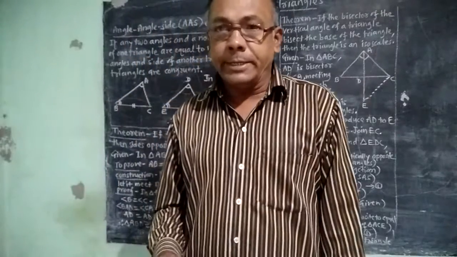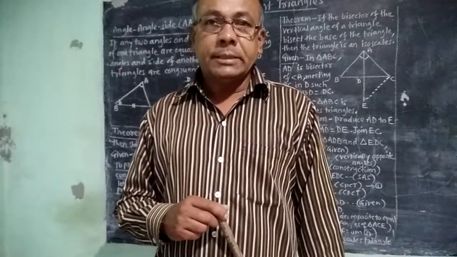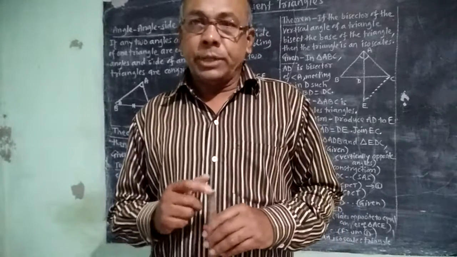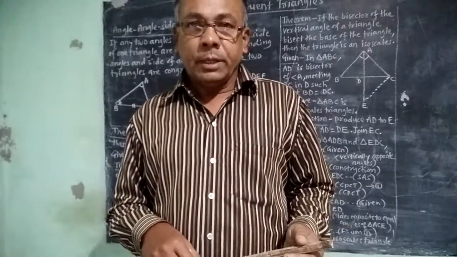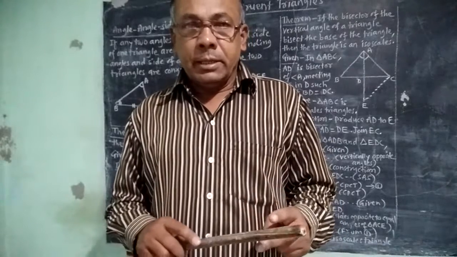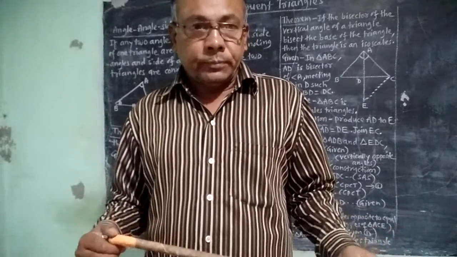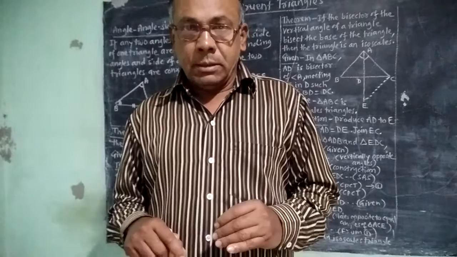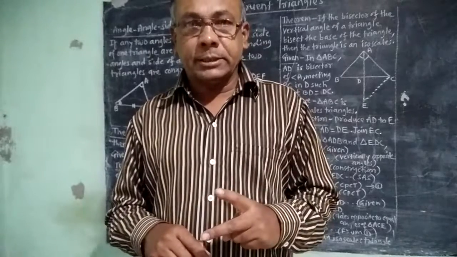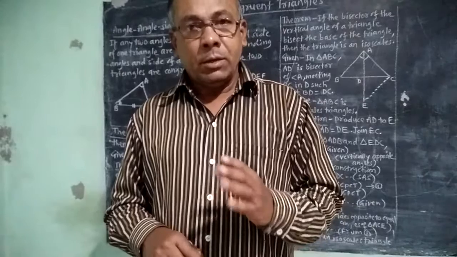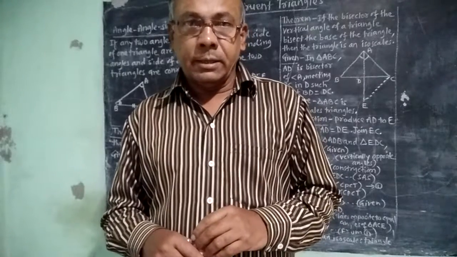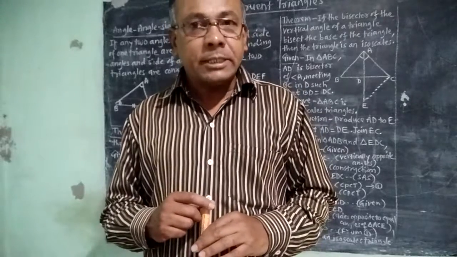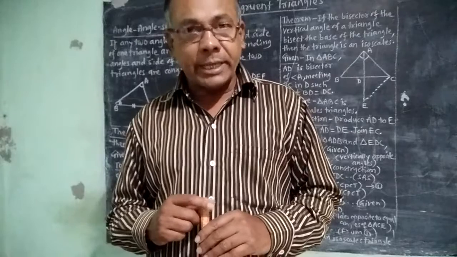The first criteria we have seen, that is SAS criteria, means the two triangles are congruent if the two sides and their included angle of one triangle are equal to the corresponding two sides and their included angle of the other triangle. So this was the first criteria, known as SAS or side angle side criteria.